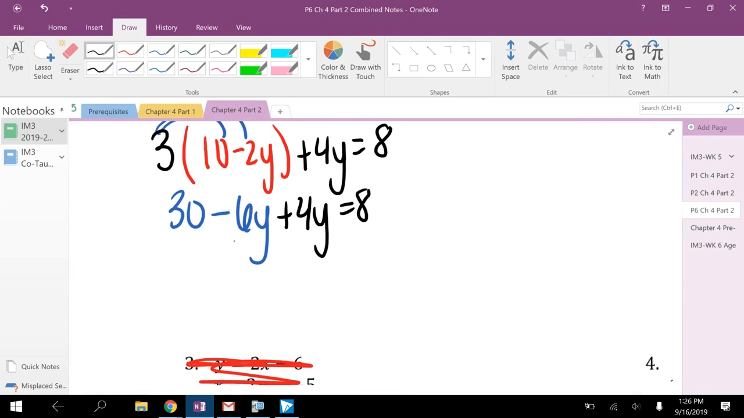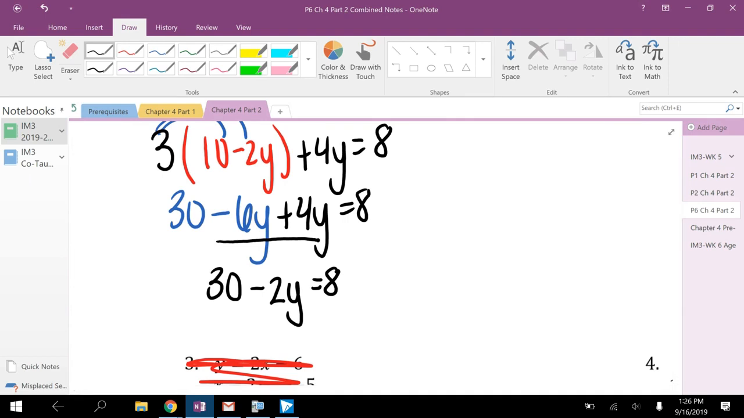Okay, so let's combine like terms. What is negative 6y plus 4y? Careful with your signs. Negative 2, very good. So I have negative 2y here. Bring down the equals, bring down the 8, bring down the 30. Still just solving. We're not doing really anything new at this point. The only part that's new is this guy. The rest you've done before.